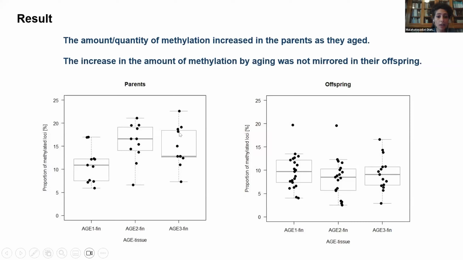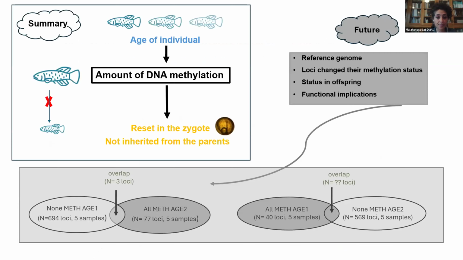And when I compared the parents with the offspring through aging, I found that the amount of methylation increased by aging in the parents, but you can see here that I don't see this pattern for the offspring. It means that the amount of methylation by aging in parents doesn't mirror in the offspring.